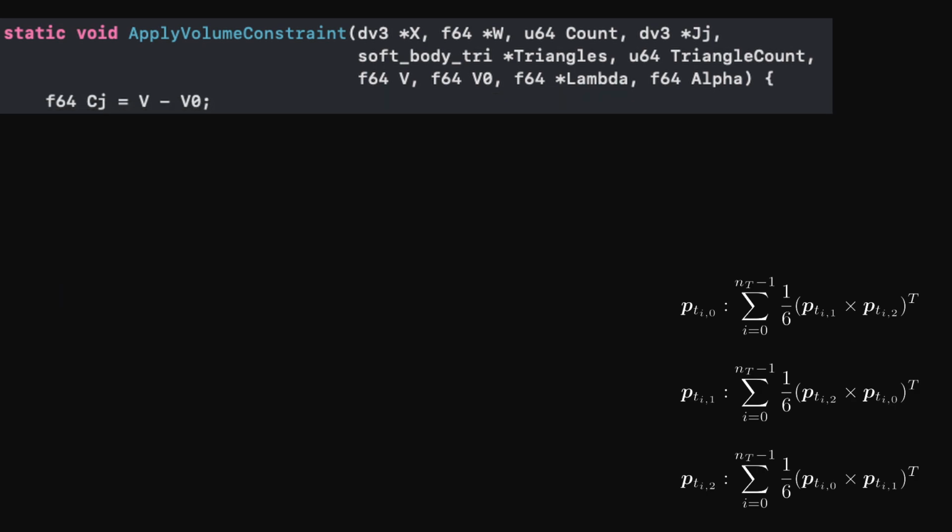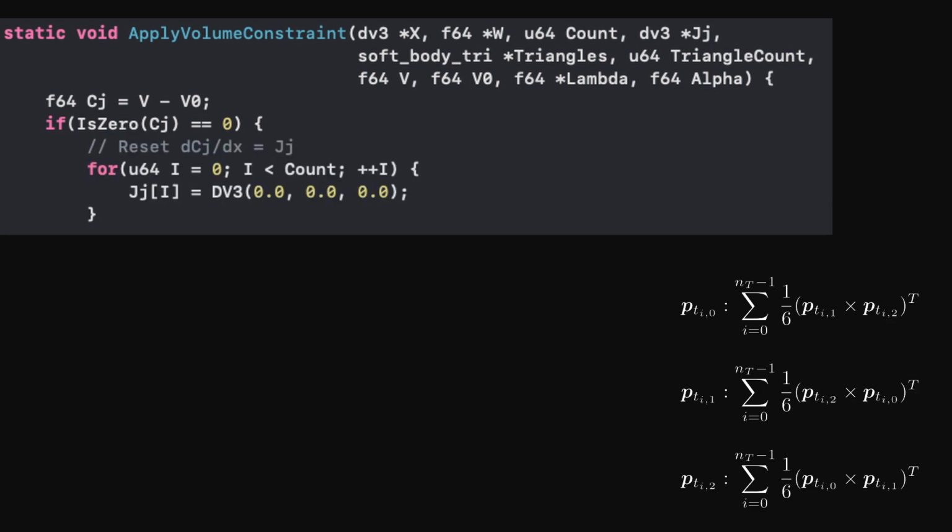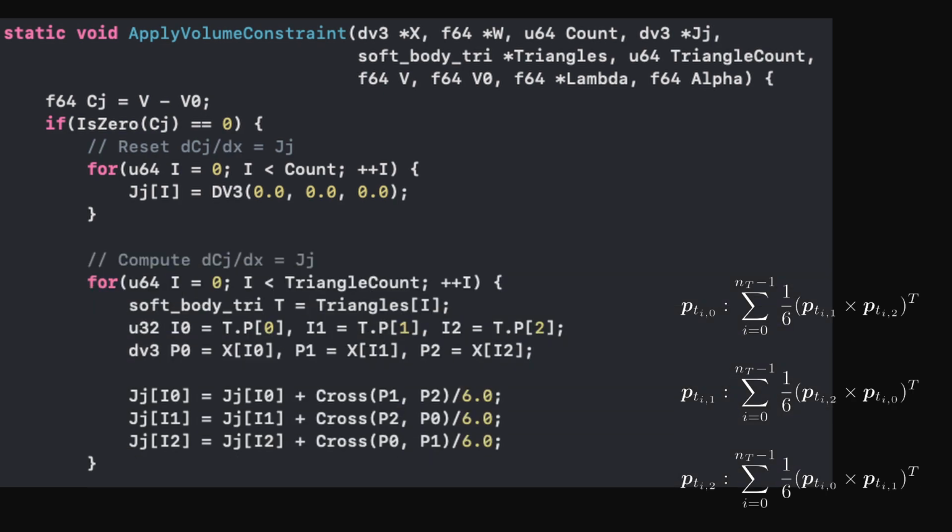First, the constraint value cj is computed. If the value is 0, the constraint doesn't need to be solved, so this is checked here. Next, jj is cleared because the following loop sums up the derived force directions in it. The volume constraint produces possible forces for each point, which is why the size of jj is equal to the number of points. Because of how the constraint is formulated, these force directions can only be obtained by looking at the triangles. So this is why I need to iterate over the triangles and add the force directions for each point into jj. I0, I1 and I2 are the position indices of the triangle corners.